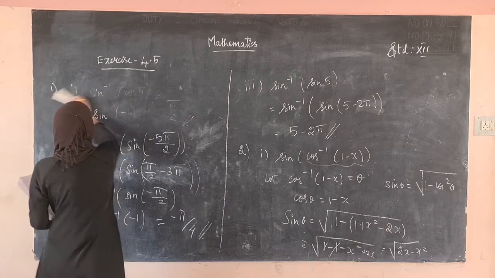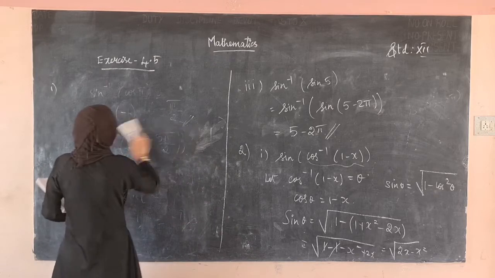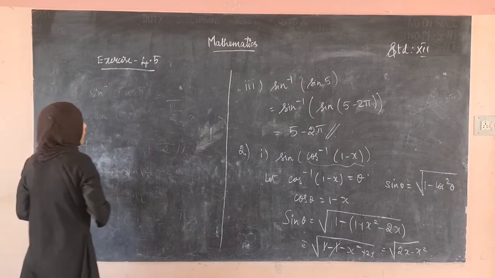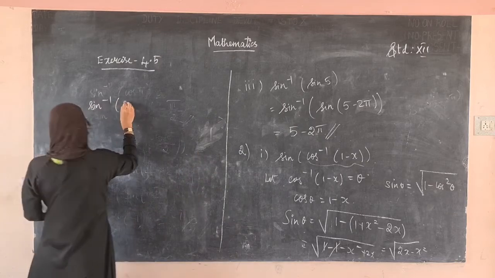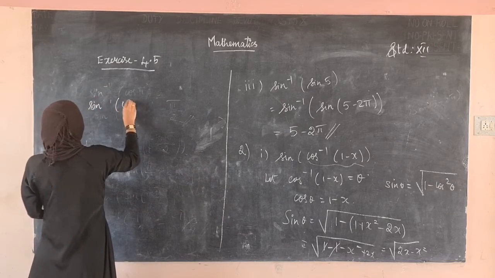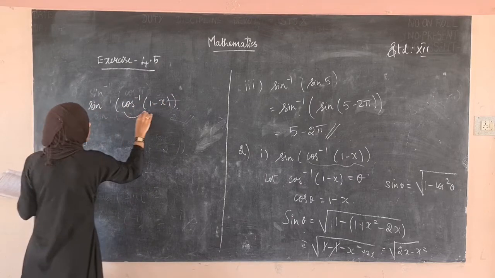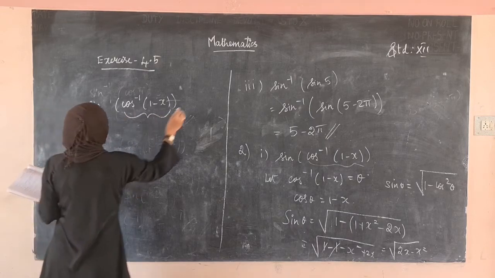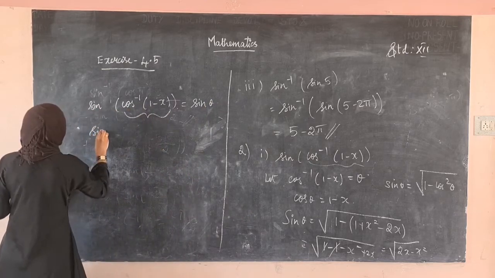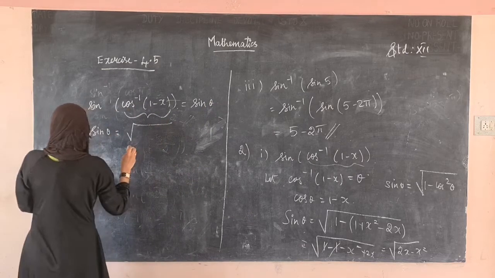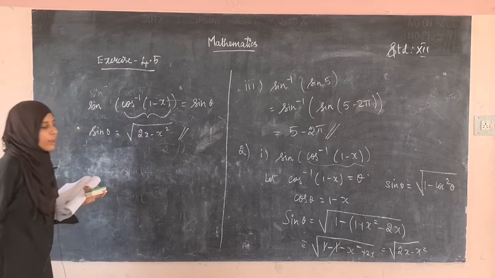What's the question they have given? They have asked us to find sine of cos inverse of 1 minus x. Actually we took this as theta, so this can be written as sin theta. What's the value of sin theta we have found? Therefore sin theta is equal to root of 2x minus x square. This is the value of the given expression.